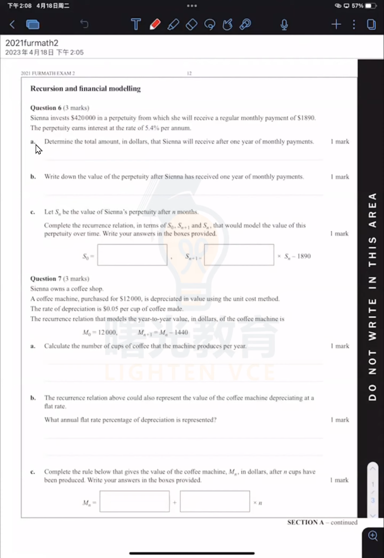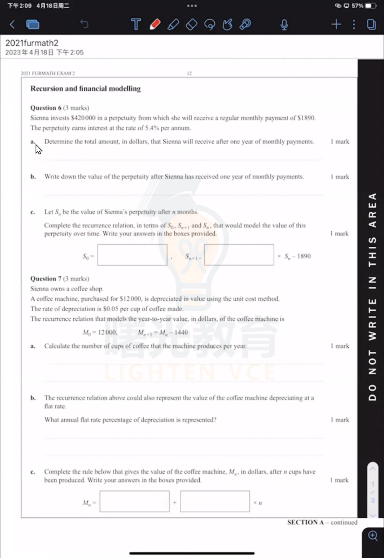Today, I'm bringing you a real exam question from 2021, the Further Math Exam 2. Everybody knows that in the Further Math test, we have two parts. One is Exam 1 with a bunch of multiple choice questions. And the second one has the core and selective. For the core unit, it's compulsory. You have to answer all the questions. One of the core is recursion and financial modeling. So that is very important, obviously.